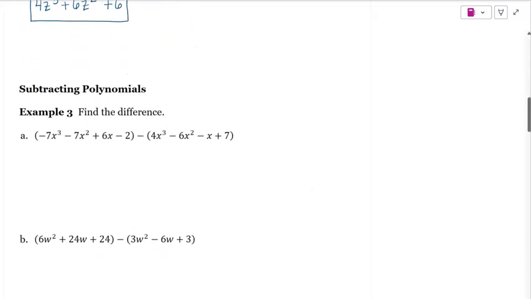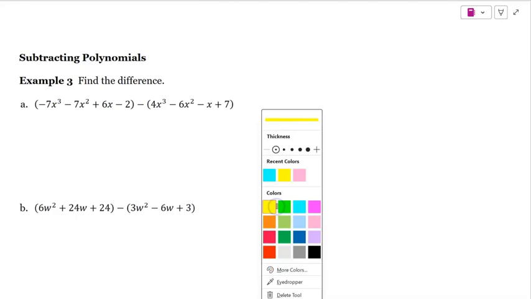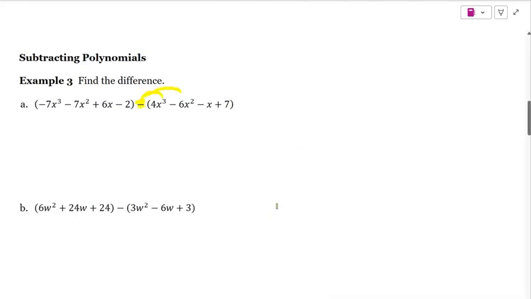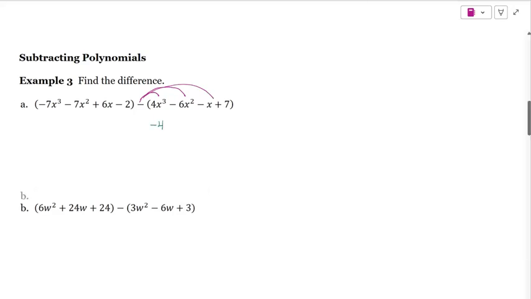Subtracting polynomials is the same, but we have to remember that that negative sign that we see between the two polynomials needs to be distributed to every item that's here. So sometimes what folks do is they'll change this into an addition problem. If I distribute the negative sign to all of these items, I'll end up with minus 4x cubed plus 6x squared plus x and minus 7. And when I do that, I can now change this into an addition problem.